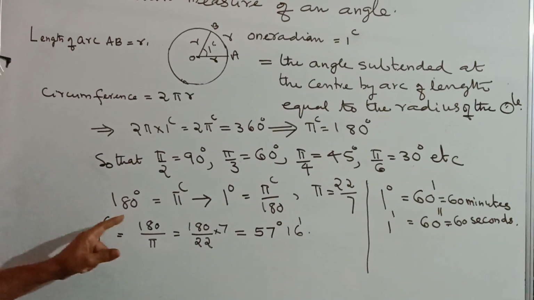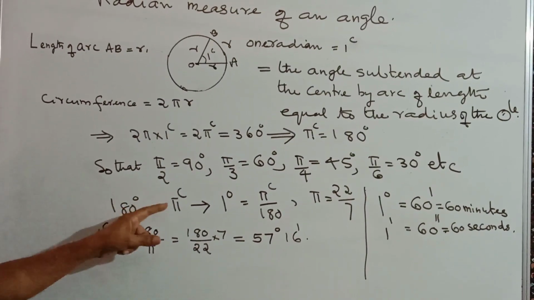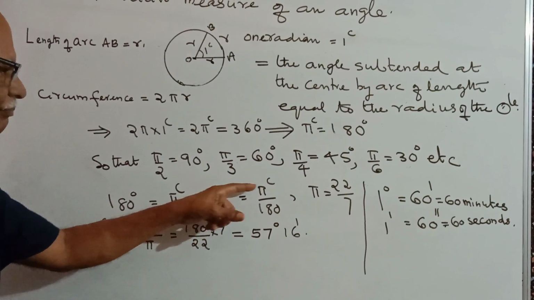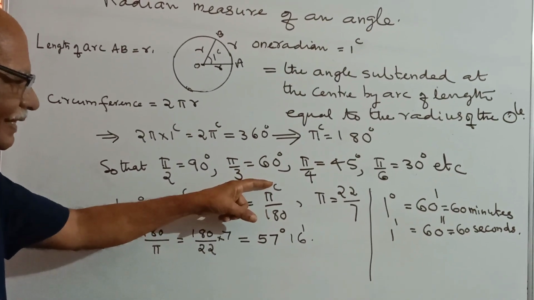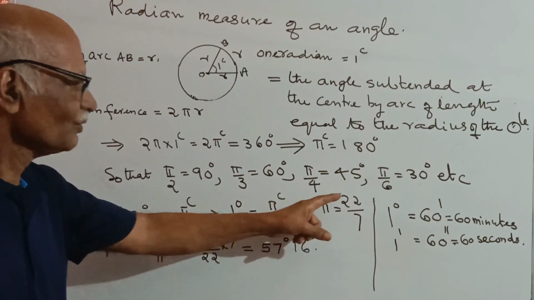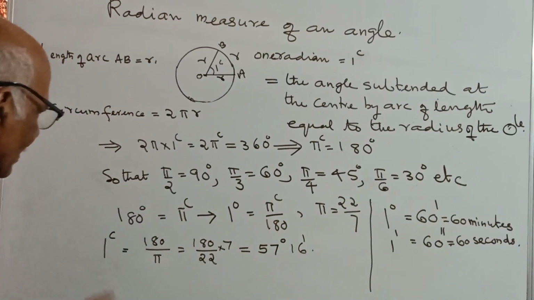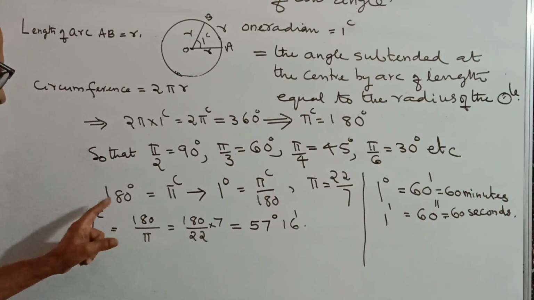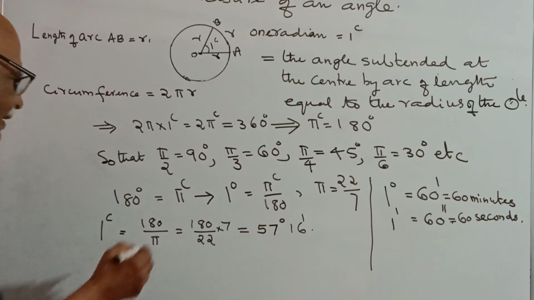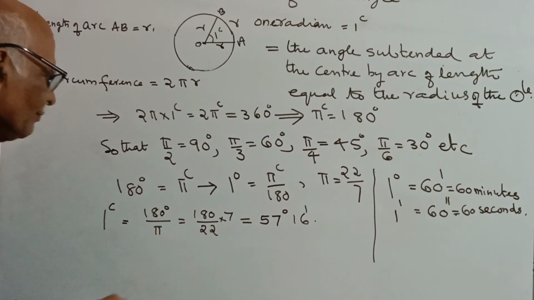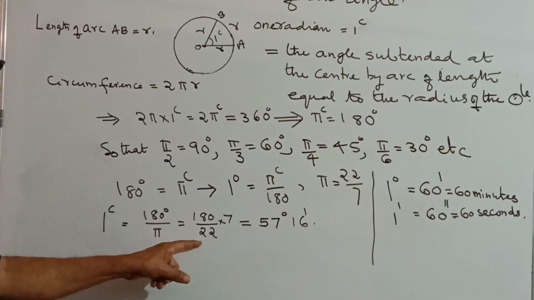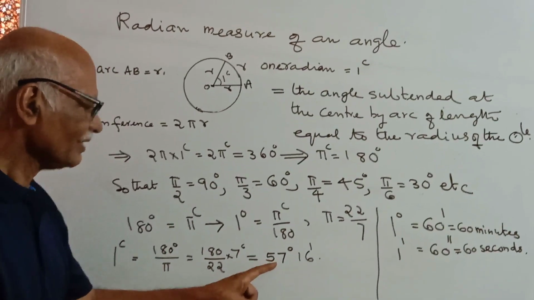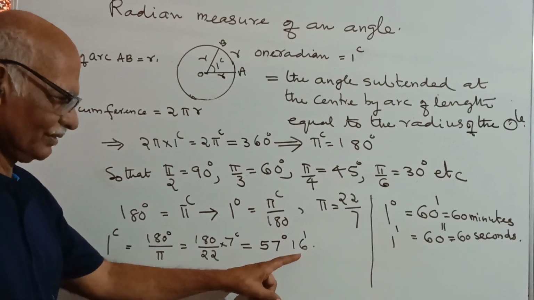Now here is an idea. 180 degrees is pi. If you divide by 180, you get 1 degree. So 1 degree is pi over 180 radians. Here we take pi to be 22 over 7. Now 1 radian: if you divide by pi, you get 180 by pi degrees. It is 180 into 7 by 22 degrees. It is 57 degrees 16 minutes.